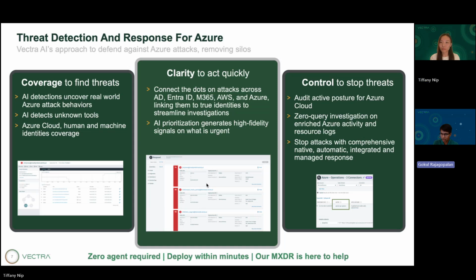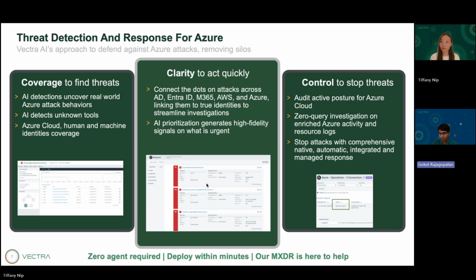And finally, when it comes to control, we've done a whole lot in terms of enriching the raw logs that we get from the Microsoft Cloud, with human readable names, with stitching together interesting context from other services into these logs, just to make the investigation process really snappy. There is no going to three different tools to stitch it together. It's all in one place.